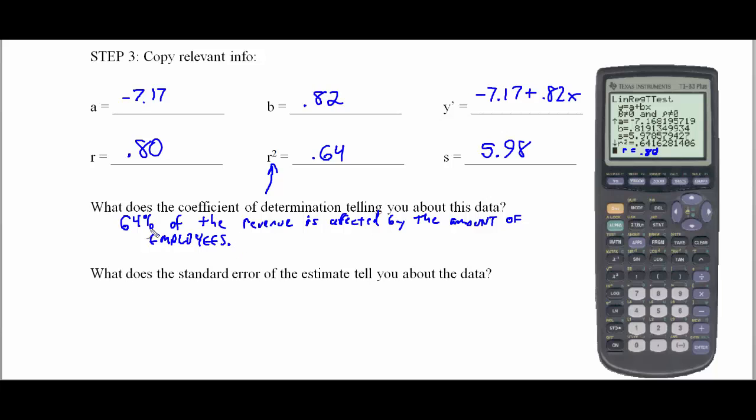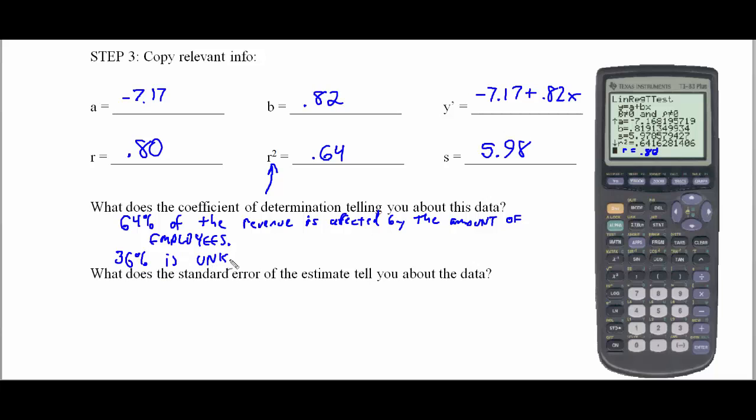So it follows this format. 64% of the dependent variable is affected by the amount of the independent variable, and then the complement of the R squared, or in this case 36%, is unknown.